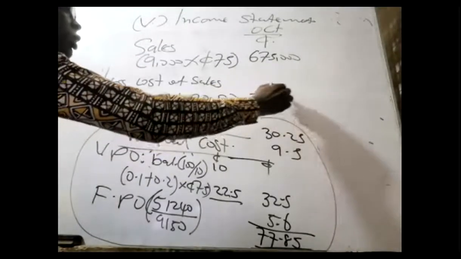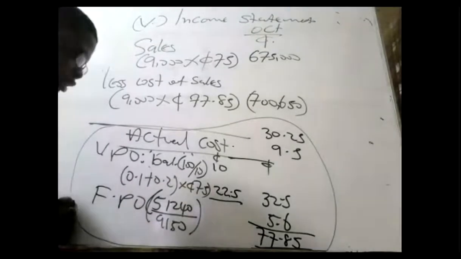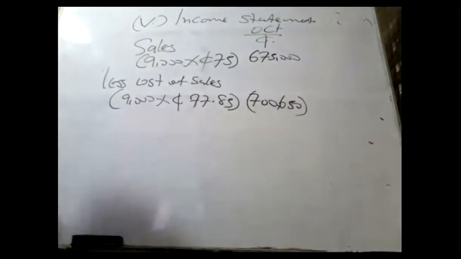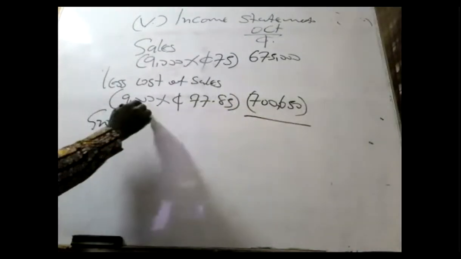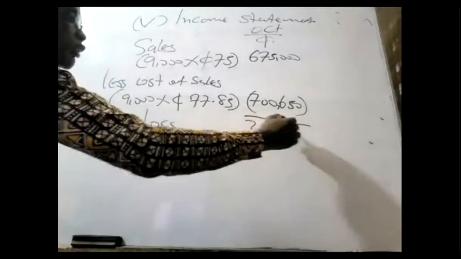Update the value, 700,650. Can you subtract it? Okay, so meaning I can take this section off, right? Nice. So basically gross profit, call it gross loss, 25,750. So kindly put it in brackets.